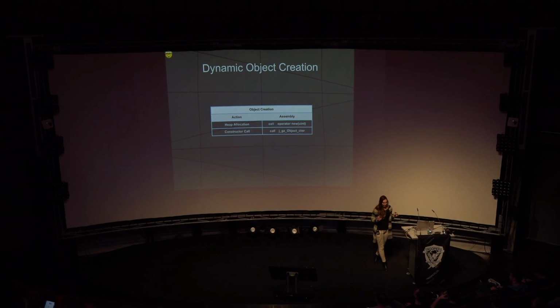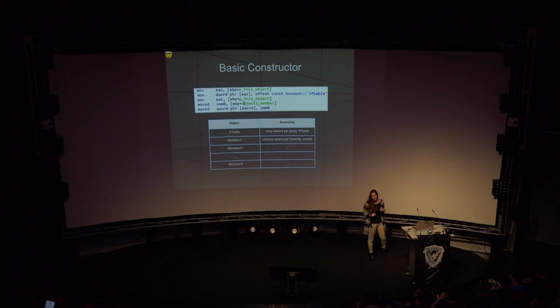So let's summarize it in a small table. There are two actions that happen when we create an object. The first one is the heap allocation, and the second one is the constructor call. On the right side you can see the assembly, and on the left side you can see the action, as we've seen before. But we want to know more about the constructor.